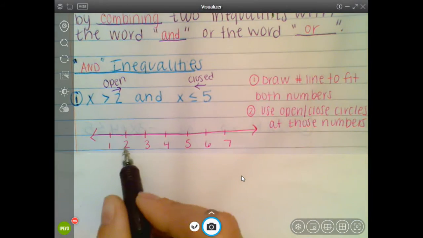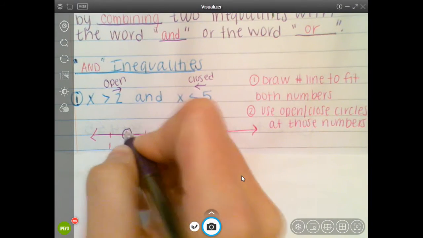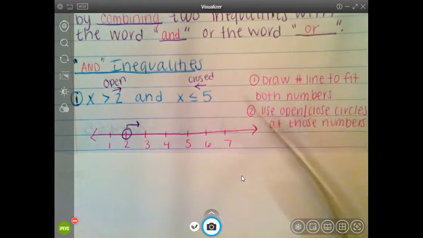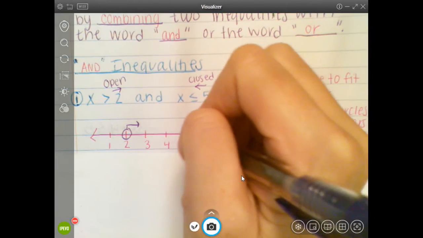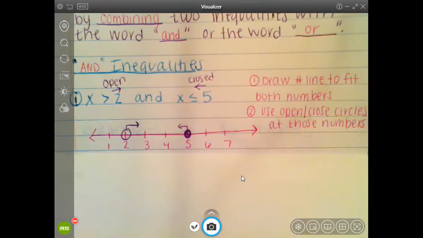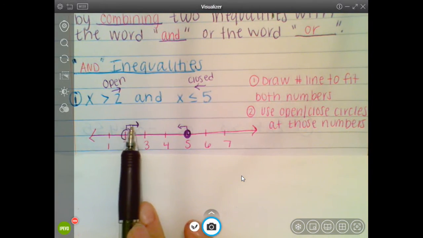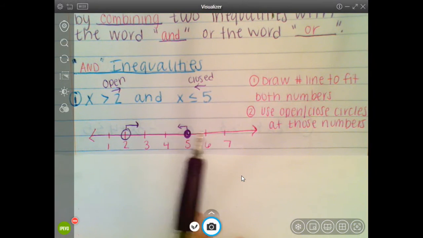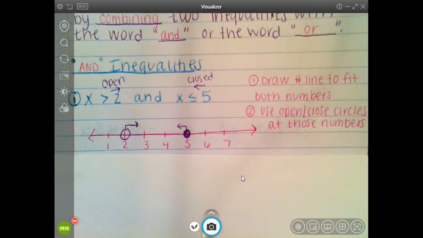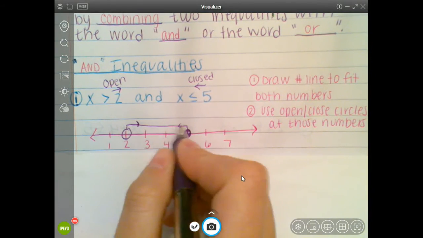So if I come down to 2, I'm going to put an open circle. And I know it goes up and to the right. And 5 is a closed circle, and I know it goes up and to the left. Well, what do you notice about this? If I were to keep going, could I go past 6? No, because 5's coming in. So all I do is it's everything in here.